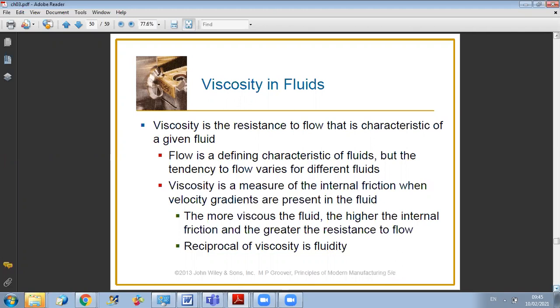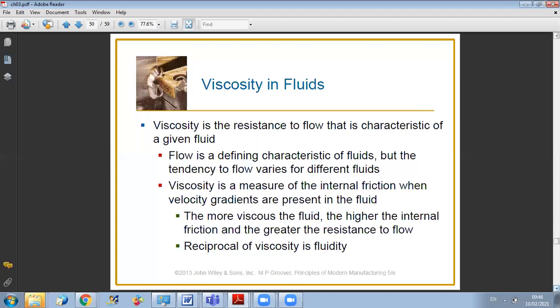So viscosity is the resistance to flow that is characteristic of a given fluid. It will try to oppose variation of velocity inside the fluid. Flow is a defining characteristic of fluids, but the tendency to flow will vary for different fluids. For example, mercury is one of the highly viscous fluids, while water has relatively low viscosity because it's easier. Try to pour water or mercury. It will be easier to pour water than mercury.